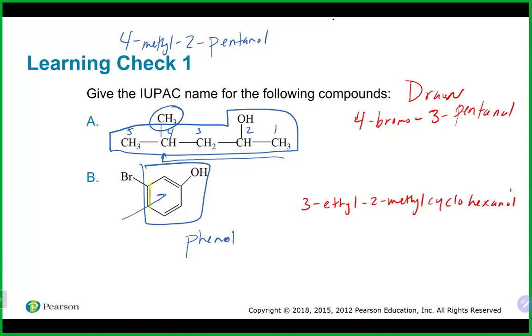Now, because that OH is part of the main one, that OH will definitely be carbon number 1. And again, in the case of the benzene, you could go either way. In this case, going counterclockwise is going to give our bromine the smaller number. So that's going to be a 3-bromophenol. Any questions on that one?